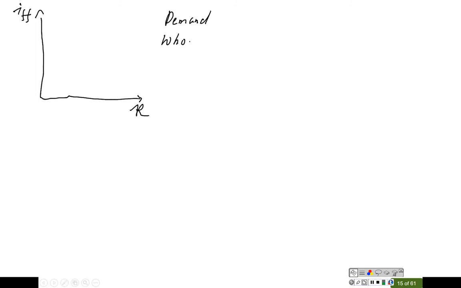First thing first, you need to understand who demands the reserve. Commercial banks demand the reserve. They need to hold the reserve. And if you can recall, for the reserve we studied previously, reserve can be broken down into two components. One is the required reserve, one is excess reserve. So I use the abbreviation here.